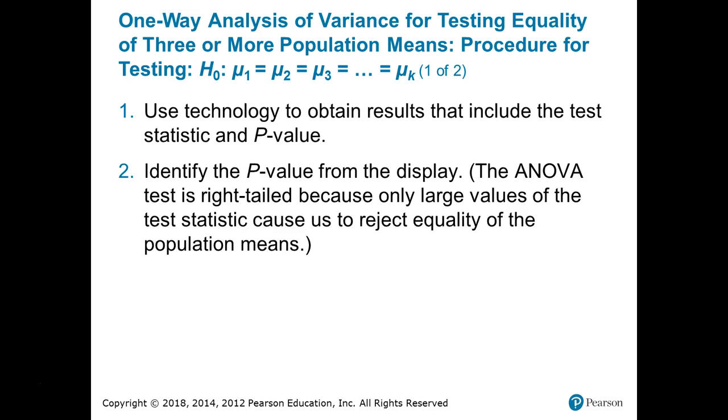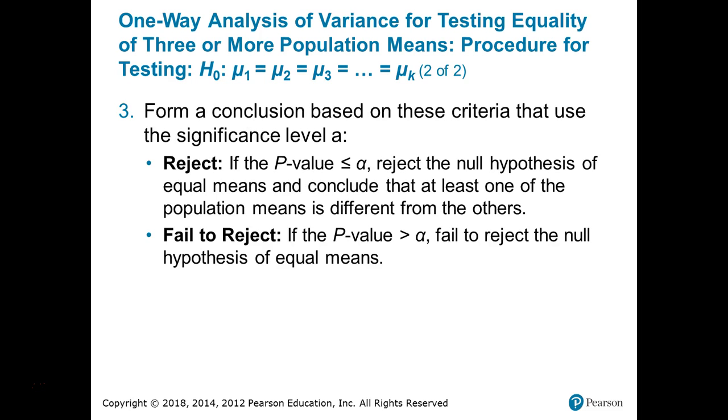So here's the procedure for testing it. We are going to be using technology to obtain the results that include the test statistic and the p-value. So same as before, we're going to identify the p-value from the display. I am going to be showing you how to do this with StatCrunch. And then all you do is you form a conclusion based on the criteria. So if the p-value is less than alpha, we reject the null hypothesis. If the p-value is greater than alpha, we fail to reject the null hypothesis. Same idea going on, just a different type of test.